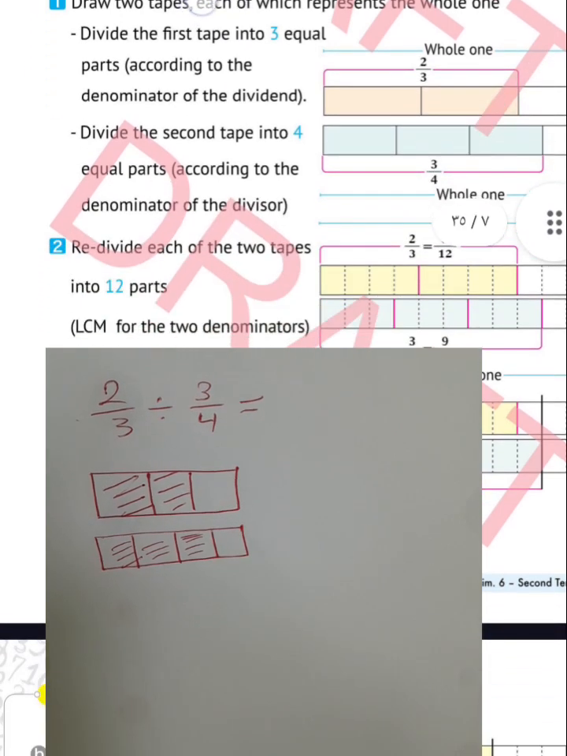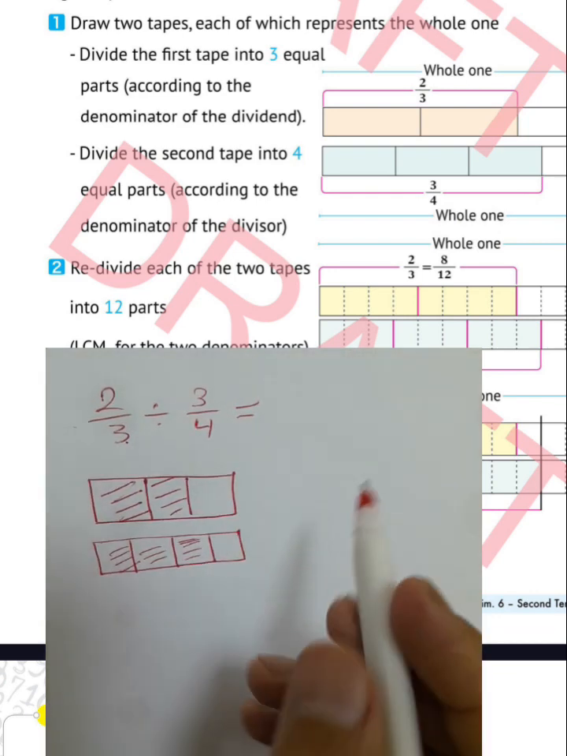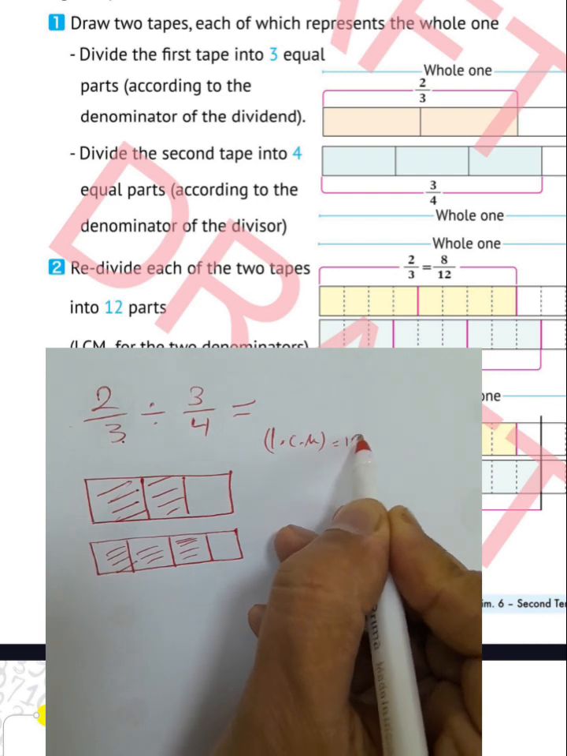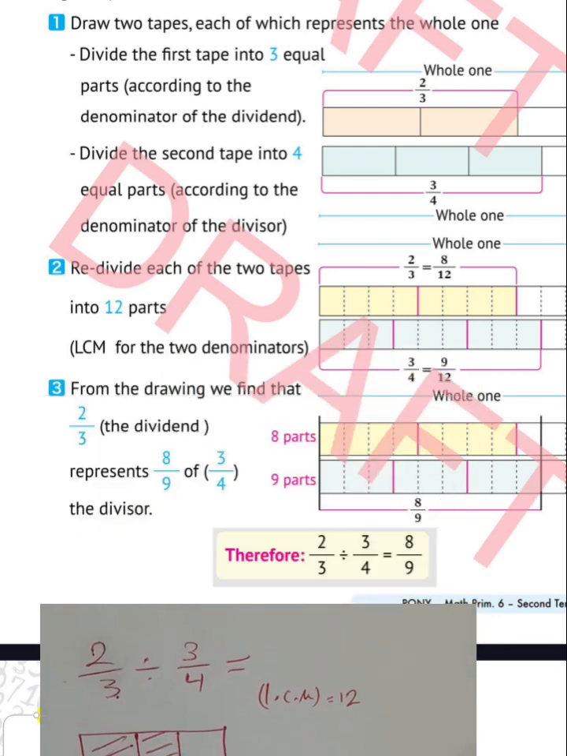Okay, and then you can write the multiplication between 3 and 4, it will be 12. Okay, then you can divide it into exactly 12 parts. We have 3 parts, we can divide it to 12. 1, 2, 1, 2, 3, 4, 5, 6, and each one contains two parts again. 1, 2, 3, 4, 5, 6, 7, 8, 9, 10, 11, 12.